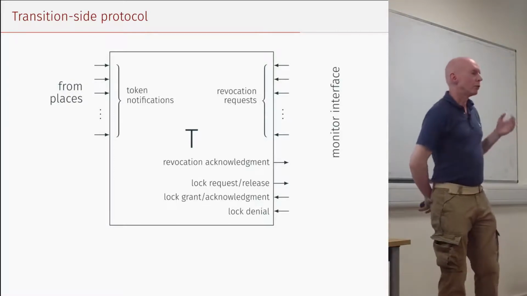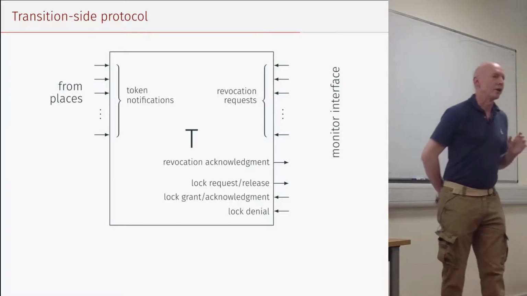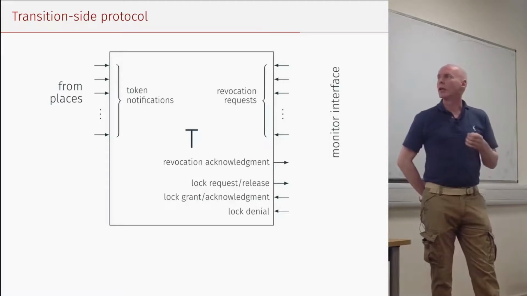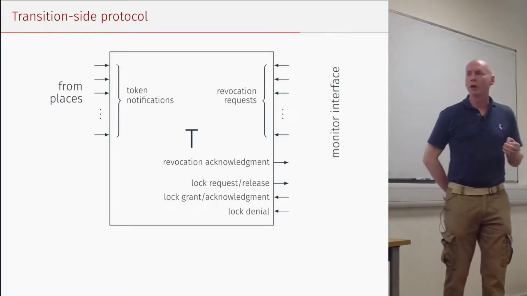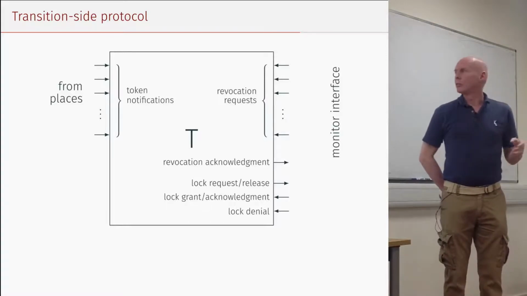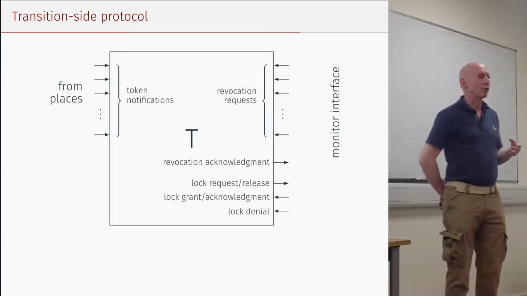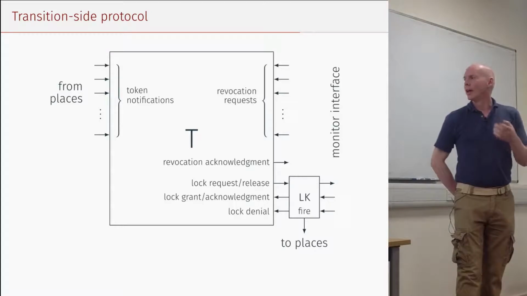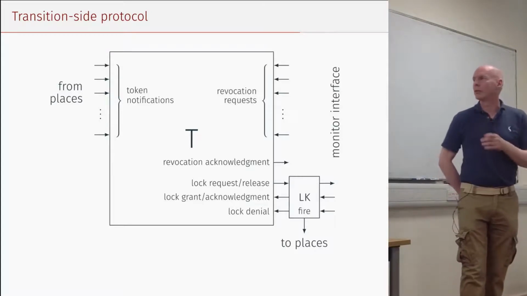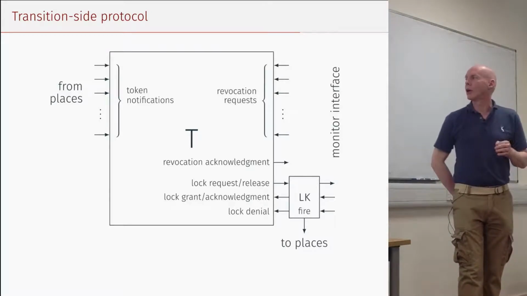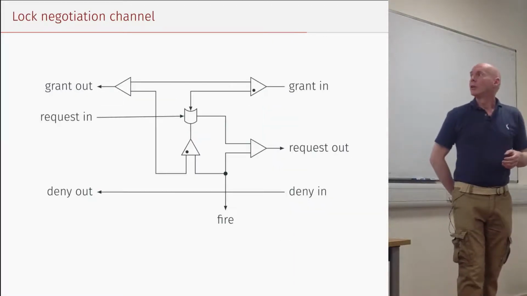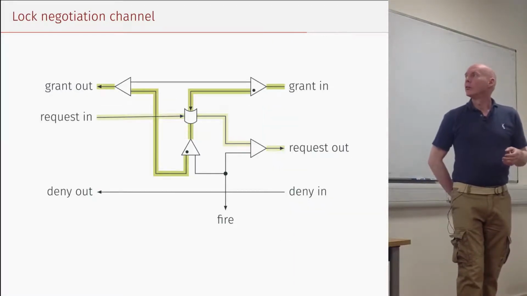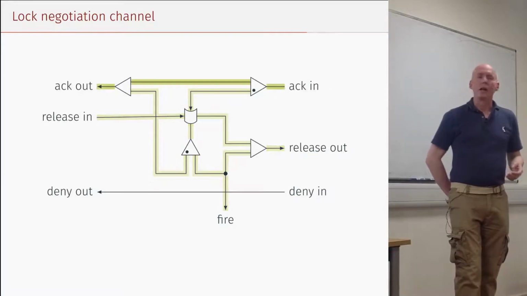At this point, we should also think of the transition as having fired, so there should be a signal going out to its post-set places telling them to be marked. But to keep it simple, we'll just wiretap this lock negotiation channel with a little box that sends a signal out to the places whenever the transition releases a lock. The lock negotiation channel is no big deal. Request, grant, release and fire, acknowledge.